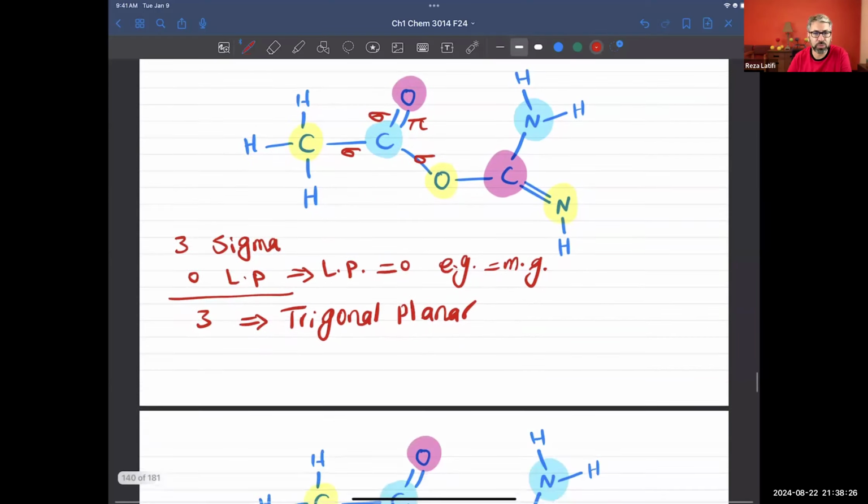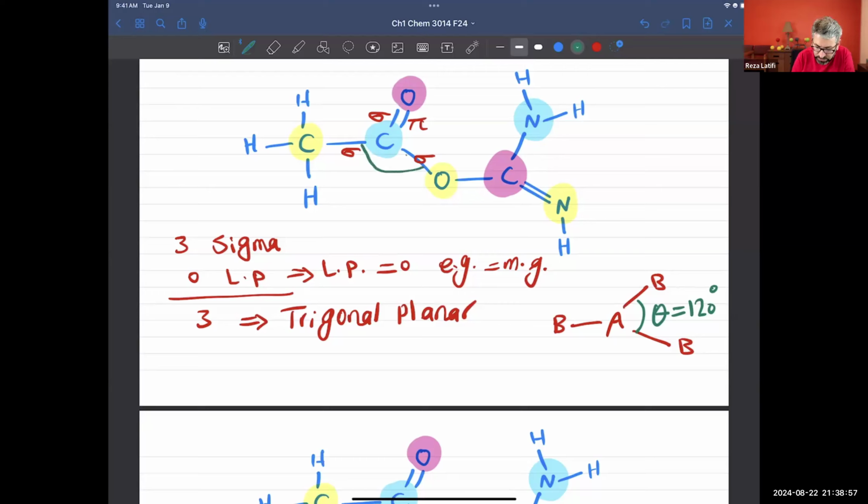Now, what's going to be the bond angle? You have an atom attached to 1 B and 2 more B's there. They can be identical or non-identical. What do you expect the bond angle to be? The bond angle is going to be 120 because you don't have a lone pair. So theta is going to be around 120.